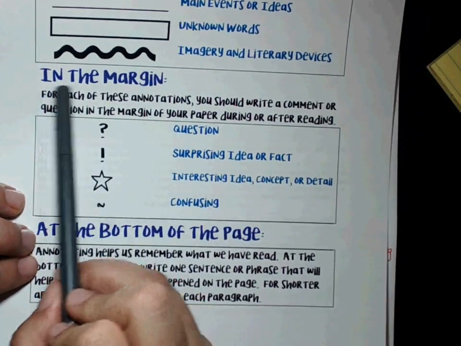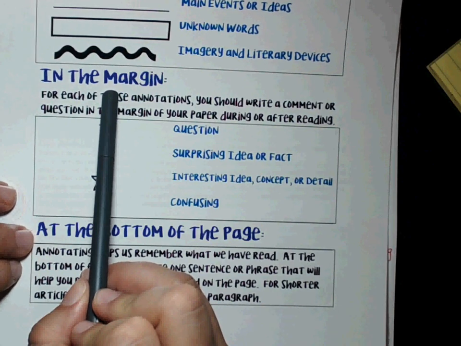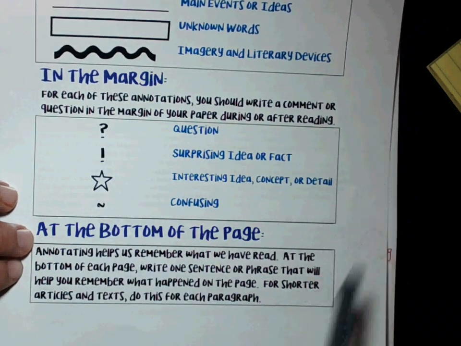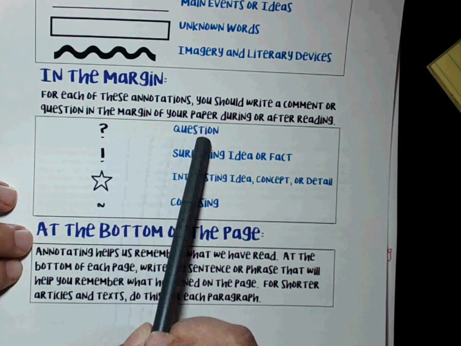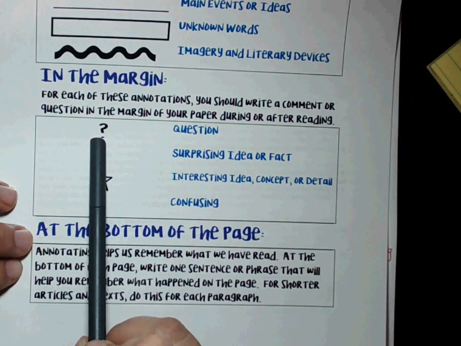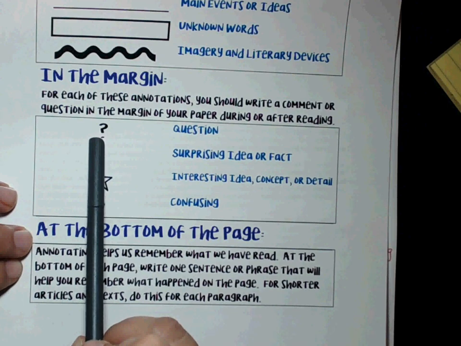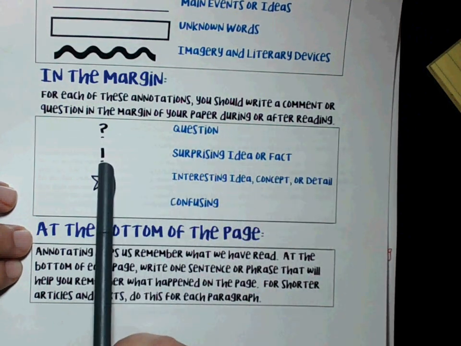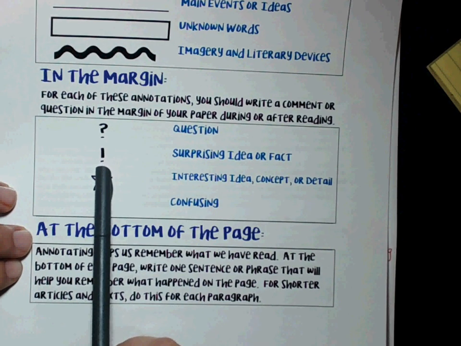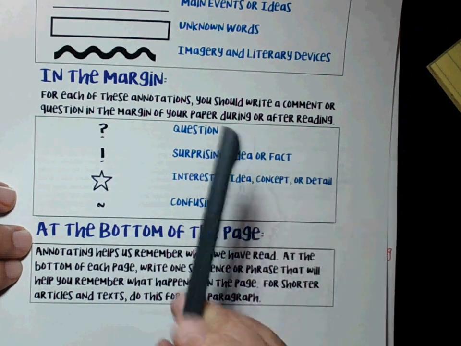Then other things in the margin, as she talked about on the video that we watched, margins are on the sides, top and bottom of the paper. You're going to make notes for these different things. If you have a question about something, indicate it with a question mark, and then jot the question out in the margin near where you put the question mark. The exclamation point, something that you're surprised by, and then jot what you're surprised by in the margin.